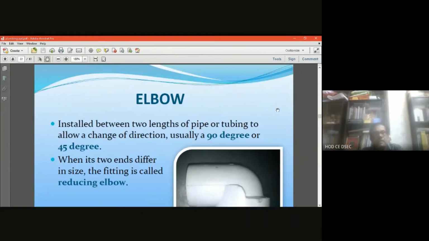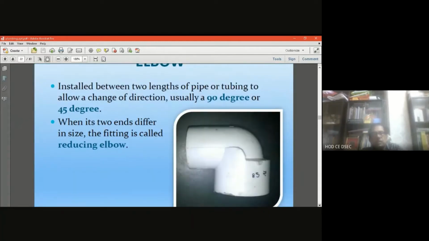Now what is an elbow? An elbow is installed between two lengths of pipe or tubing to allow a change of direction, usually 90 degree or 45 degree. There are two elbows. I have shown you in the first presentation of my lecture, at the very beginning, at a glance of the total pipe fittings, that elbows are available in only two types. One is a 90 degree elbow and the other is a 45 degree elbow. That means when the pipe is bent at 90 degree, then it is a 90 degree elbow. If it is 45 degree, then it is a 45 degree elbow.